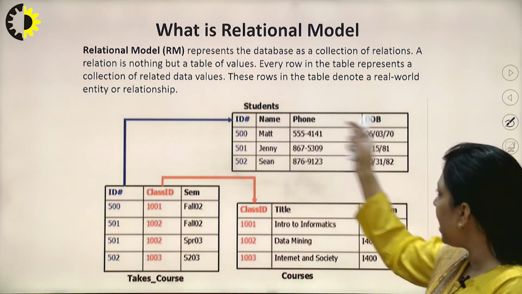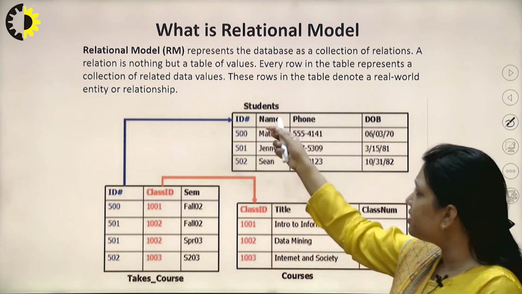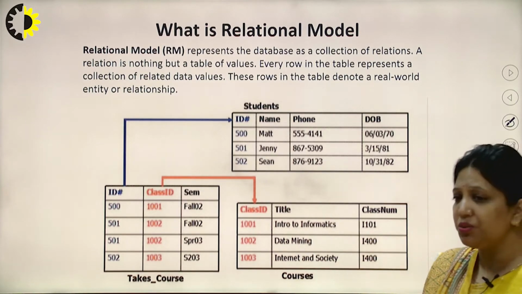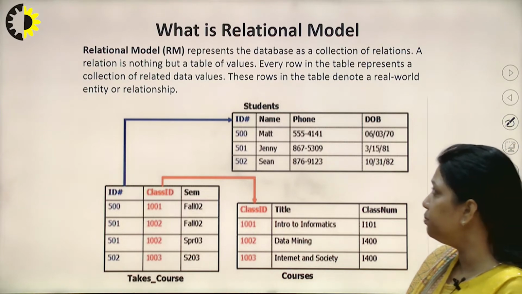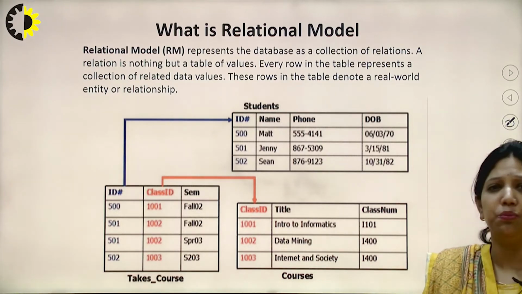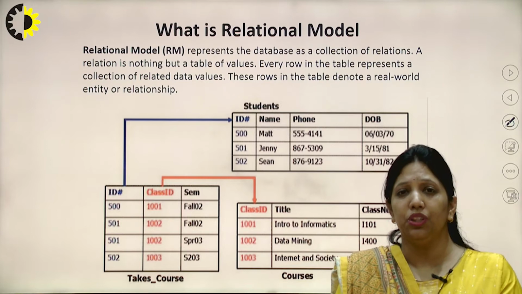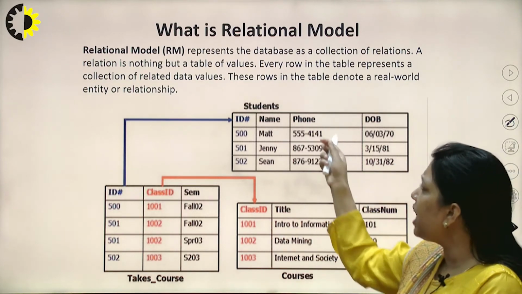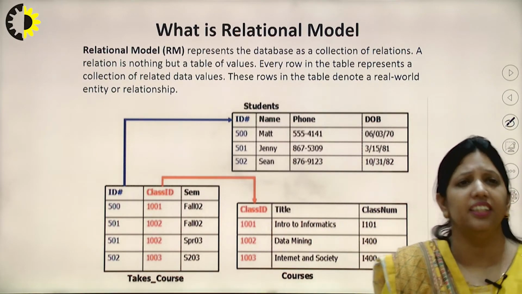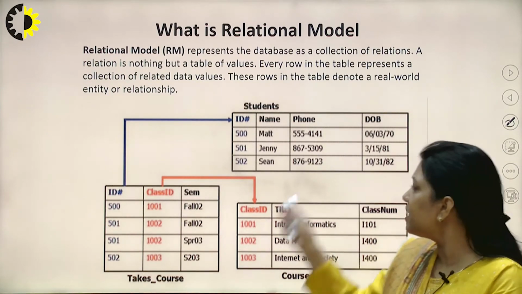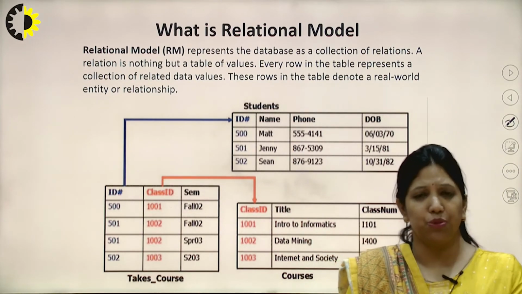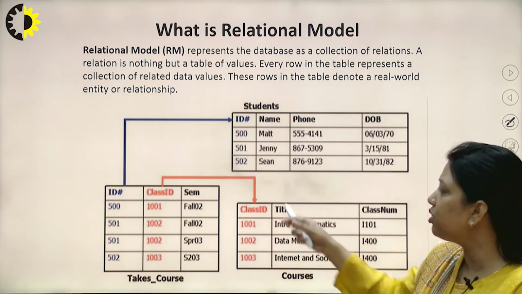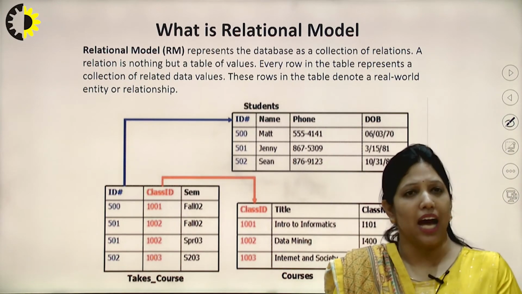For example, we have a table called student. Student is the name of the table, and student is the name of the relation. We have different attributes: ID number, name, phone number, and date of birth, which are called the attributes. On the basis of these attributes, we identify the entity student, and these are the values in the relation student.